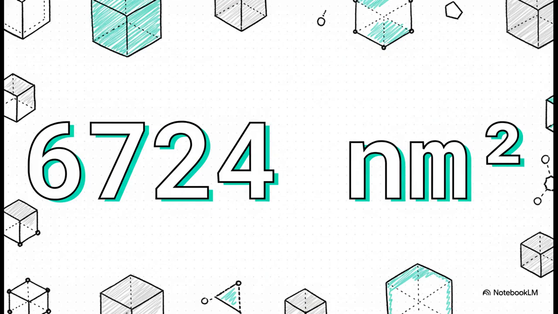First mark? It's for calculating the area of just one face of the cube. Since it's a square, that's just side times side. So 82 times 82 is 6,724. Boom, first mark in the bag.